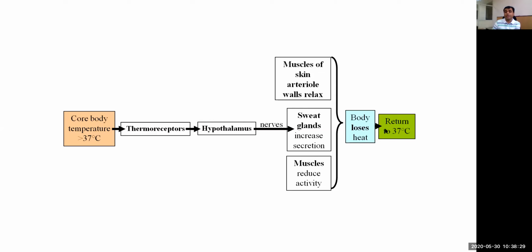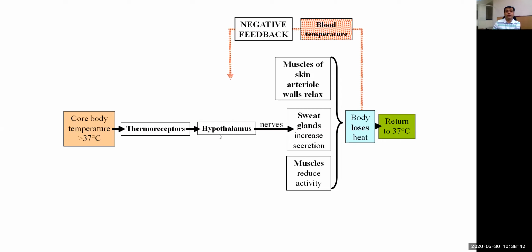Because of this, the body temperature starts decreasing and returns to normal, that is 37 degrees centigrade, and as soon as it returns to normal, it sends negative feedback to the hypothalamus thermoreceptors, and the mechanism of this heat loss stops.